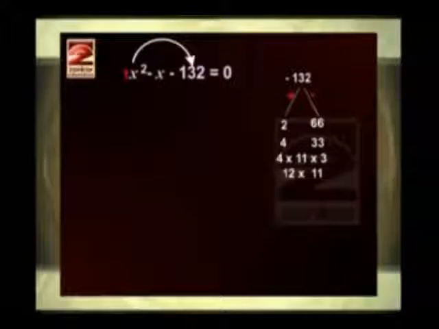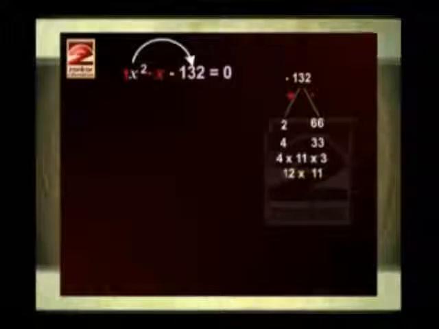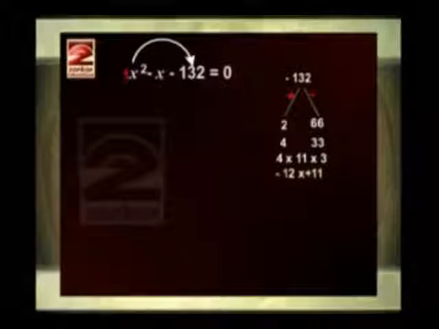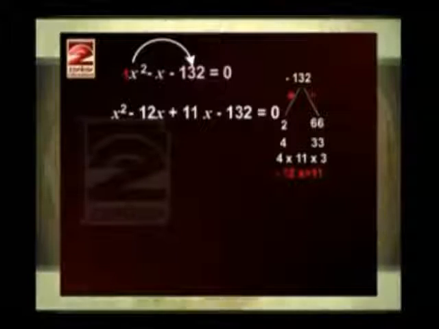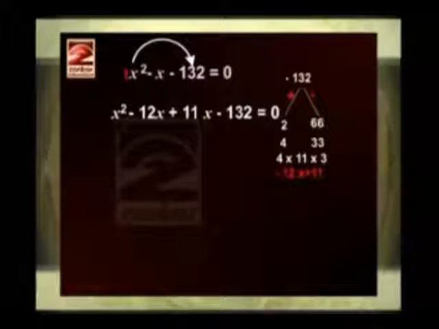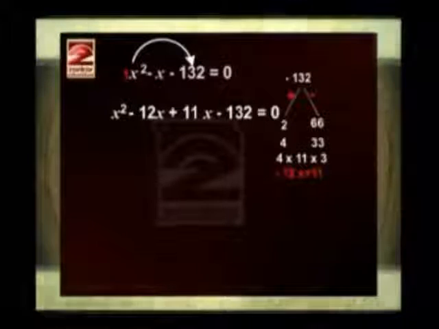Now, look at the sign of the middle term. It is negative, and therefore the greater factor should be given the negative sign. So the factors are minus 12 and plus 11. So by splitting the middle term, we get x square minus 12x plus 11x minus 132 is equal to 0.